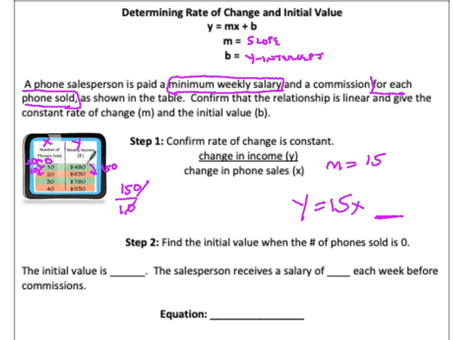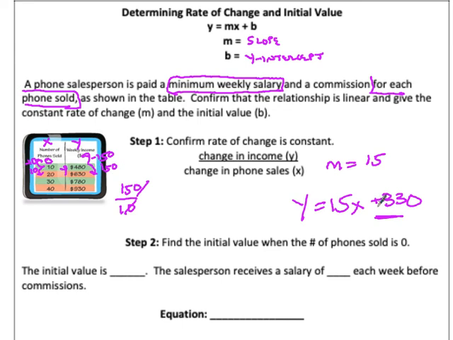I was going up 150 each time, so I can go backwards 150. And 480 minus 150 is 330. So that tells me that when x is 0, the y-intercept is $330. So that means their weekly salary is $330. And when they sold 10 cell phones, they made $480 because they made $15 for every cell phone that they sold. So 15 times 10 is 150, plus 330 gives me the $480 they made that week.